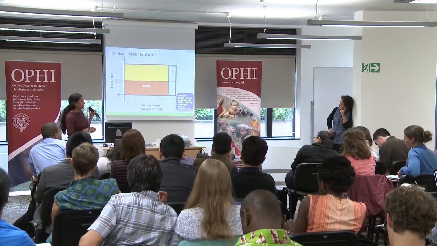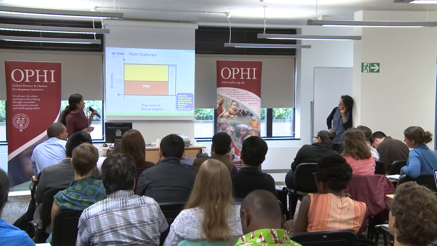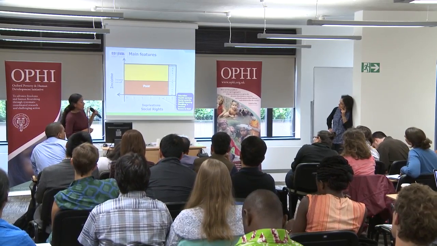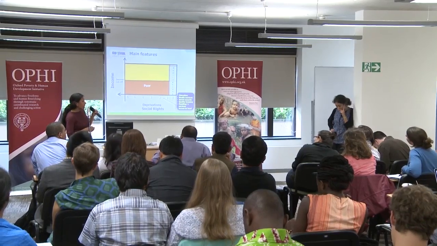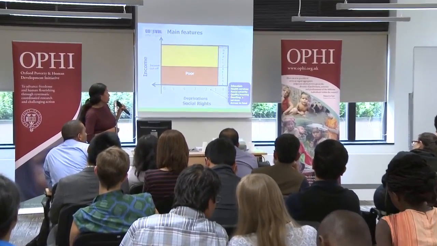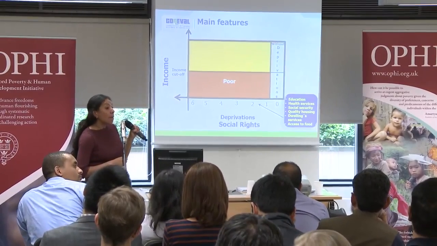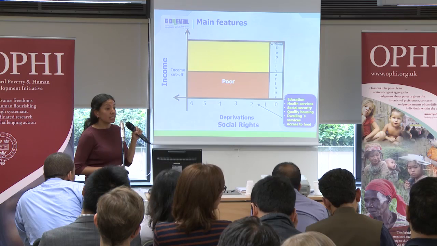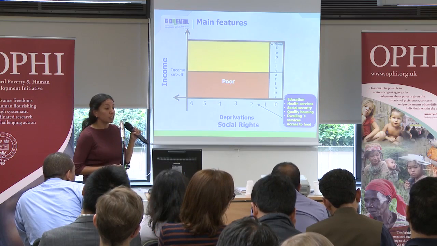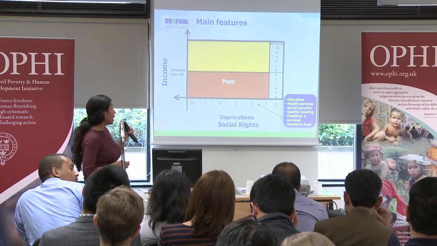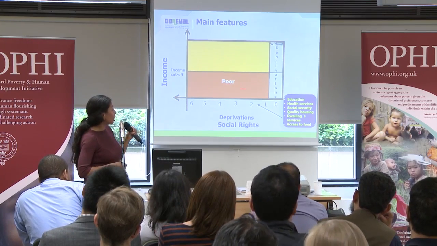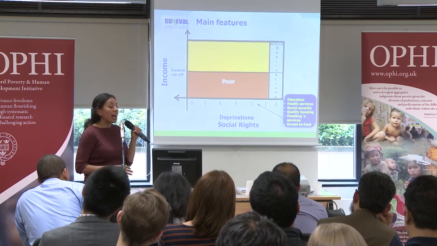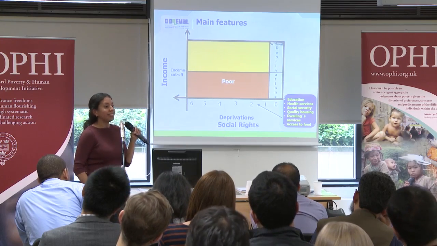So can you see why? Because they are under this income poverty line, but they are not deprived of any social right. So they are income poor, but they are not multidimensional poor. But it's a very, very small percentage. It's only 4% of the population. So most of the people identified as multidimensional poor were also identified previously as income poor.